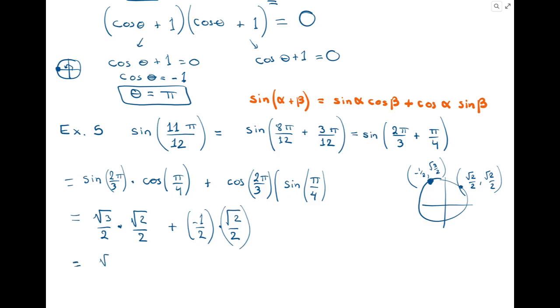So I'm going to have a root 6 plus, oh, let's make that a negative. We have a negative there. So that will be minus root 2, all over 2 times 2, which is 4. And that will be the solution to sine of 11 pi over 12.